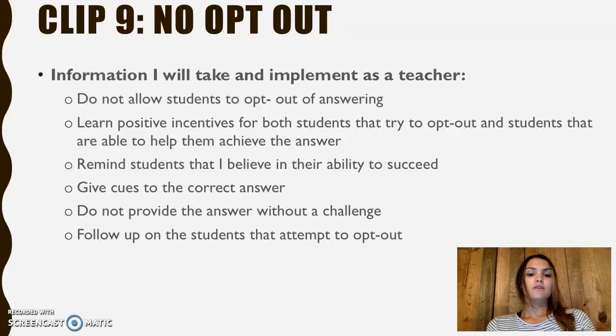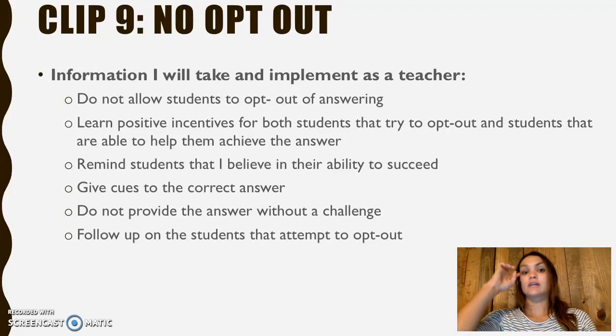Give cues to the correct answer. Do not provide the answer without a challenge. And follow up on the students that attempt to opt out. So if I see that many students are trying to opt out every day, saying they don't know and not trying, I think it's important to really monitor those students and their learning.